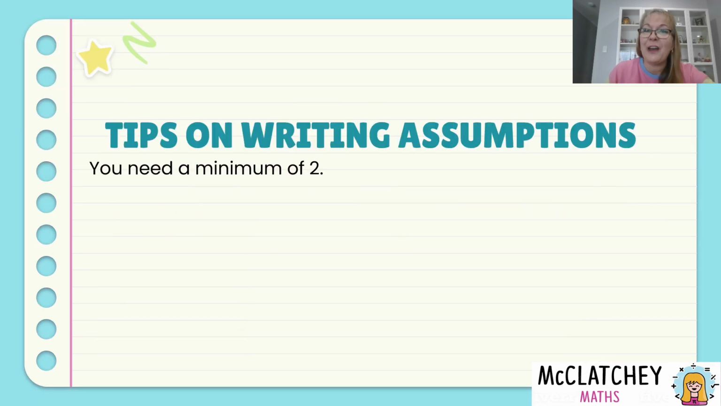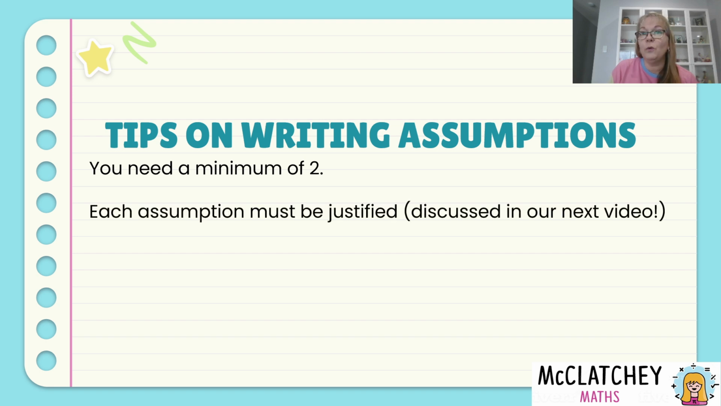Here's some more tips on how to write those assumptions. Once again, you need a minimum of 2. And as with observations, don't overdo it and come up with hundreds of assumptions. Keep it simple because you're going to have to write about them again later in your report. They all need to be justified. So if you've got 2 written down, I assume the results are accurate. That's actually not justified. Why do you need to make that assumption?